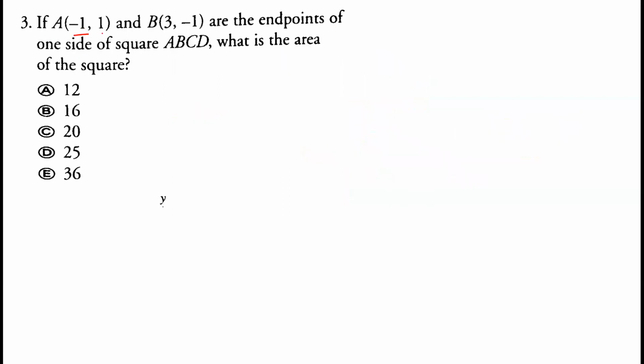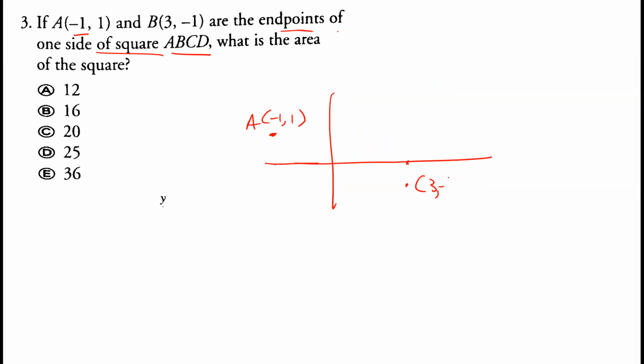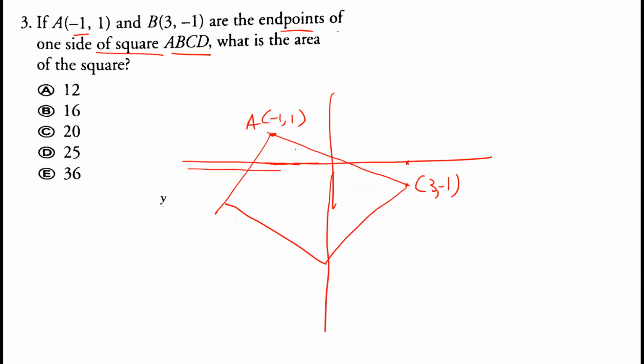Now if A is (-1, 1) and B is (3, -1) are the endpoints of one side of the square ABCD, what is the area of the square? So again, let's make up the graph. So one coordinate is (-1, 1). So this is A. And the other one is (3, -1). Now this is one side. Now the square would be most probably like this, a bit diagonal.